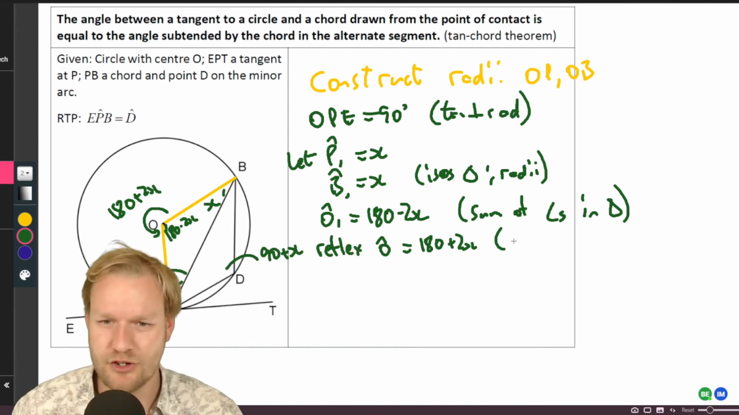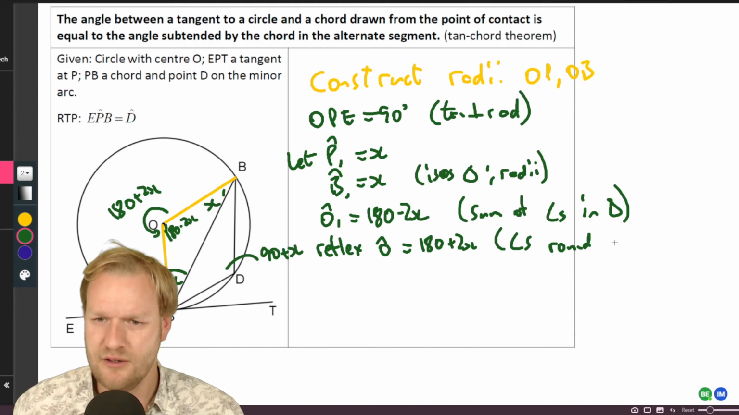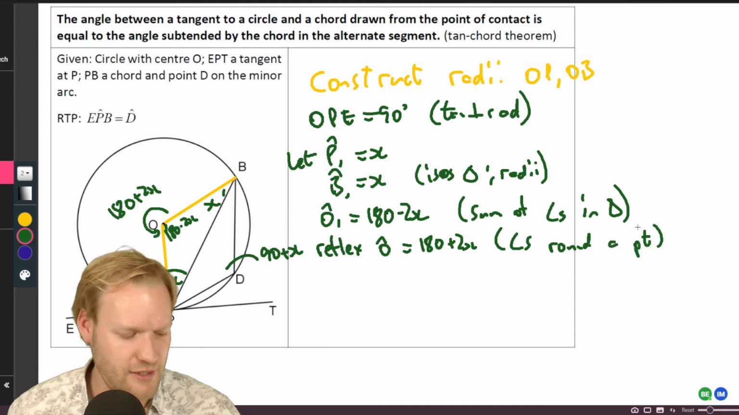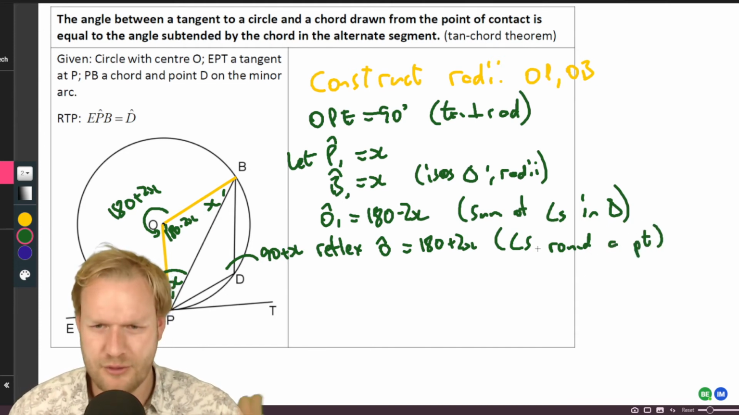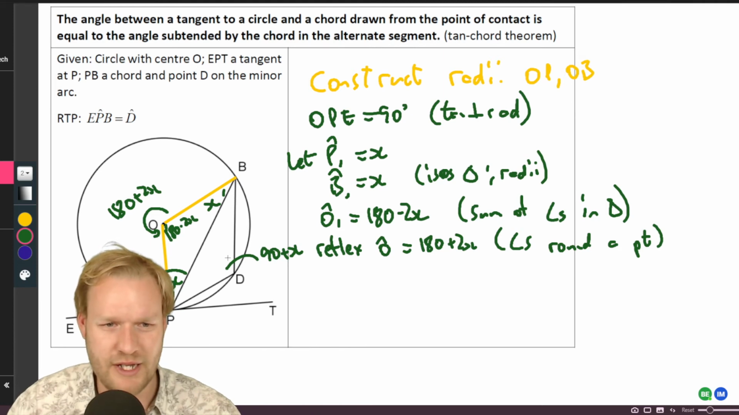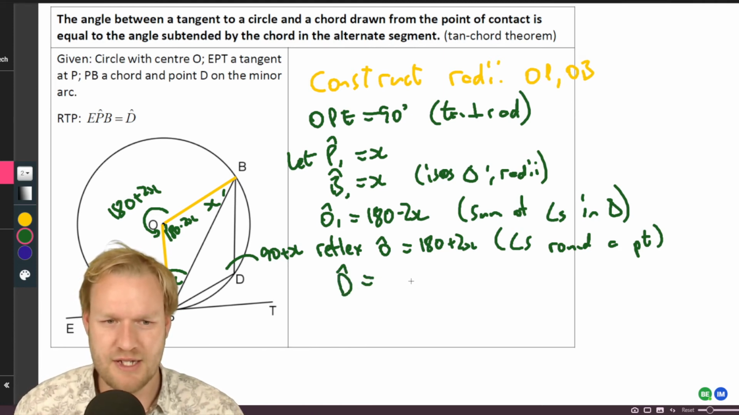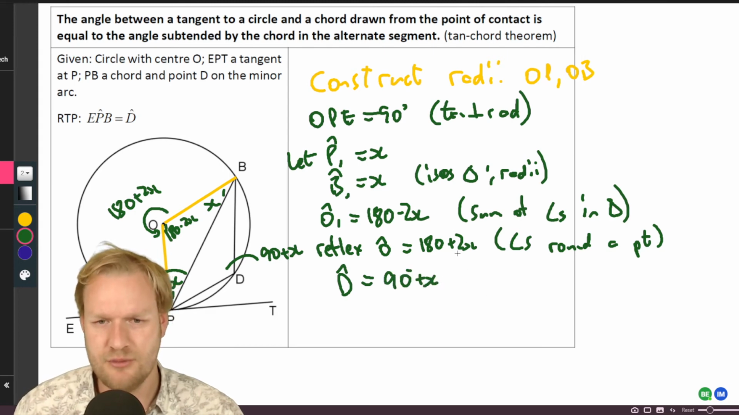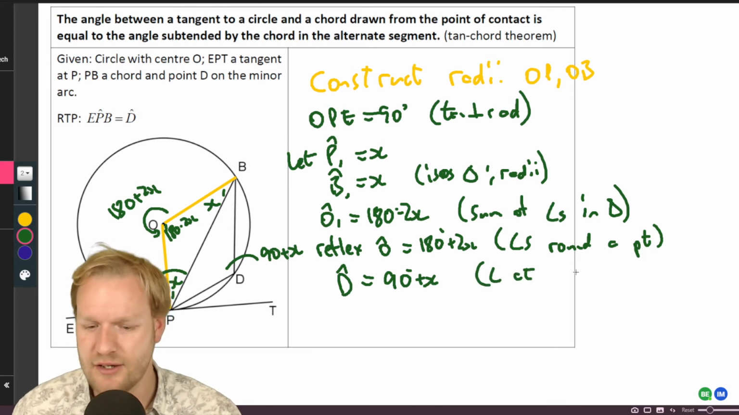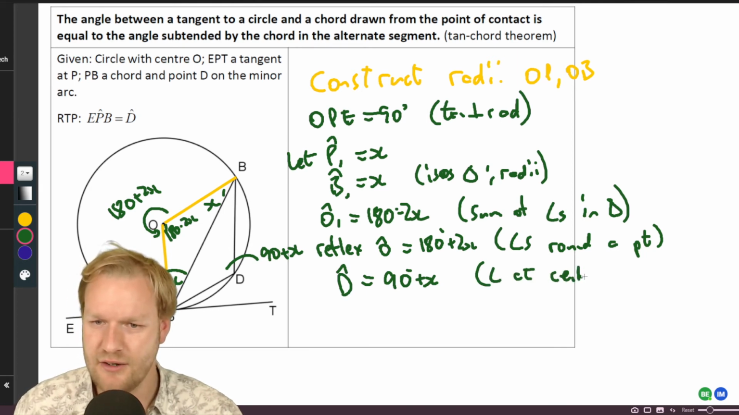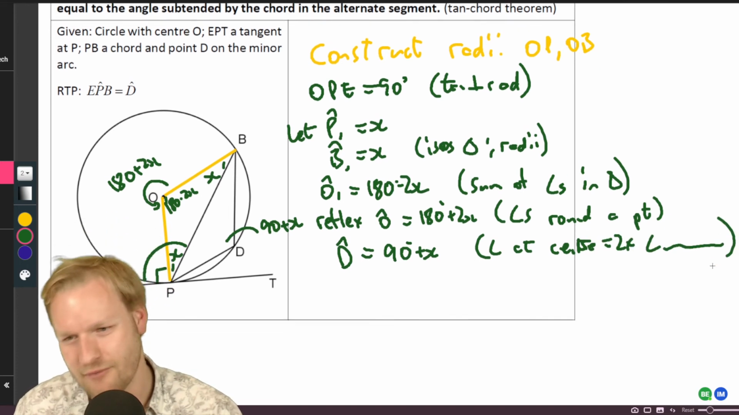So let's move across there. I always write angles round a point, even though it would be quicker to write revolution. So we've got 180 plus 2x, so therefore D, there's only one angle over there, D equals 90 plus x because of angle at center, 2 times angle at circumference.